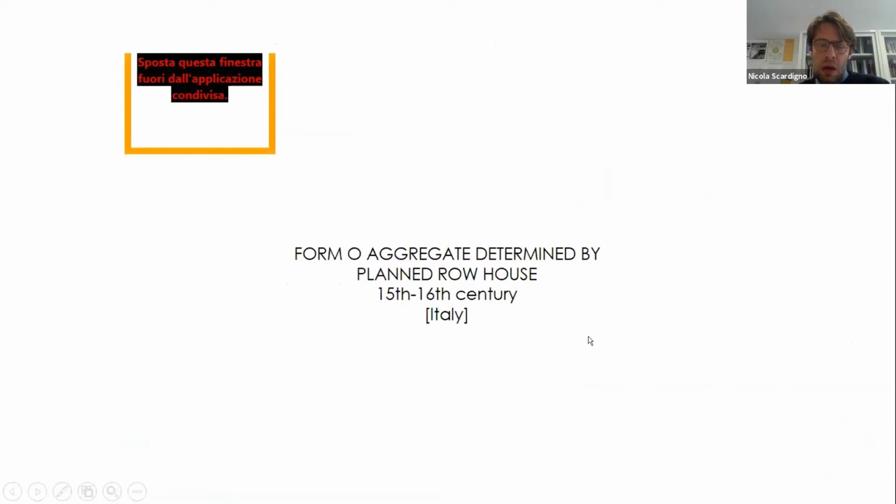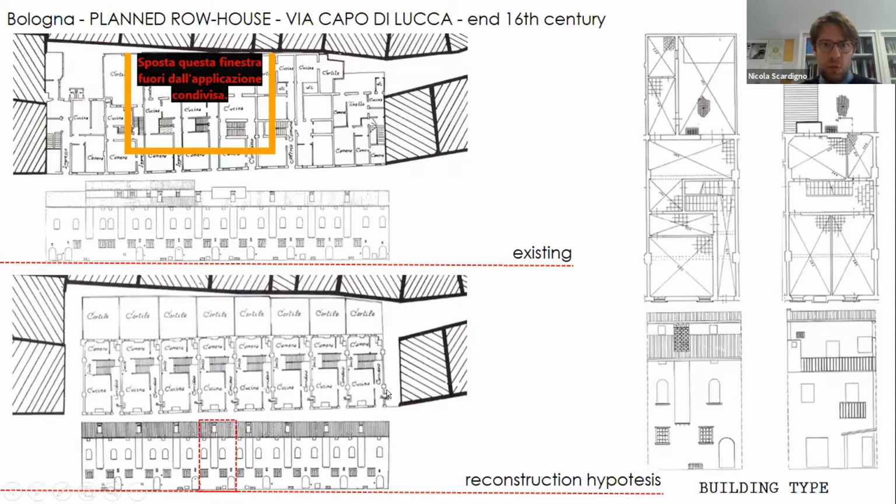Here are a few examples of forms of aggregation determined by planned row houses in Italy, cases where we can see the identification of the row house type with the stair parallel to the roof, and the identification of the type itself through this exercise of reconstruction hypothesis.